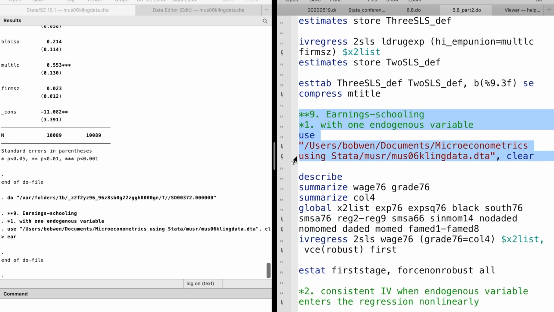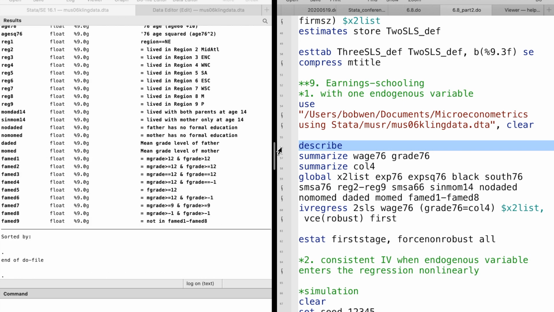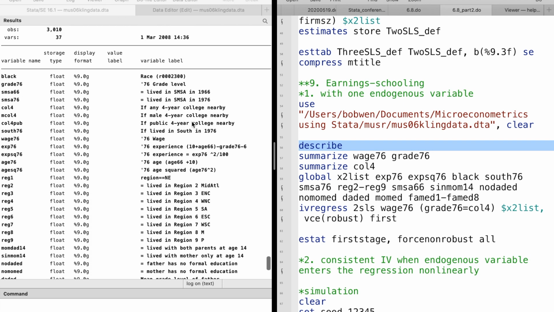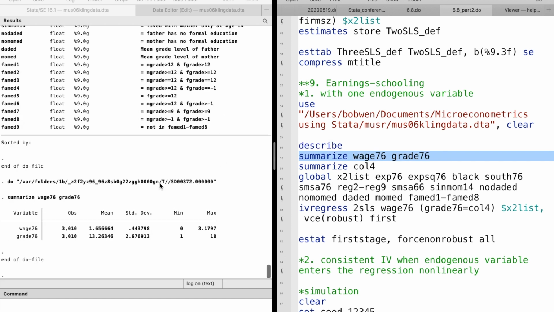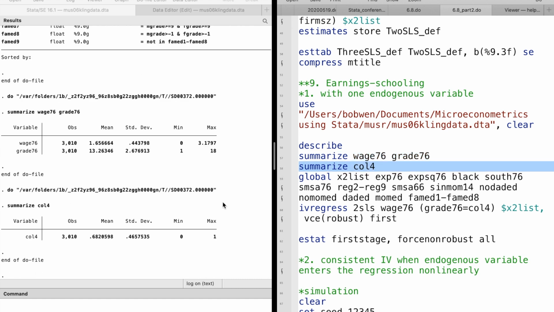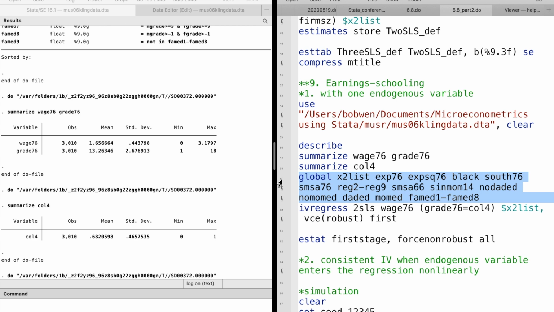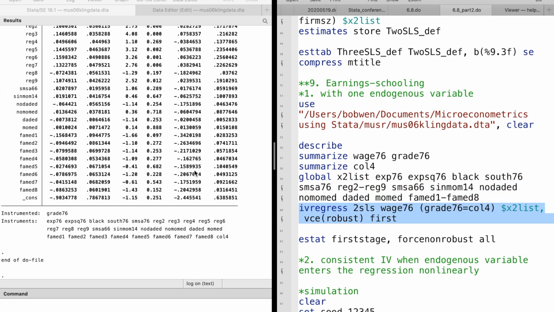For the last question, we use another dataset and we investigate the effect of years of schooling on wages. The years of schooling is treated as the endogenous variable. The college proximity indicator is the instrument variable for years of schooling. We use the 2-stage least squares estimation.